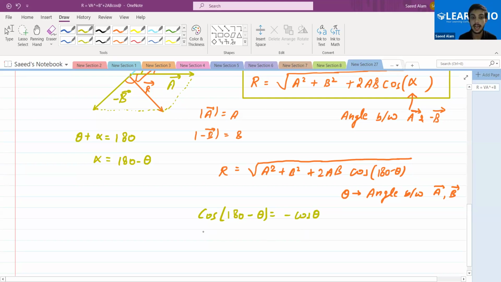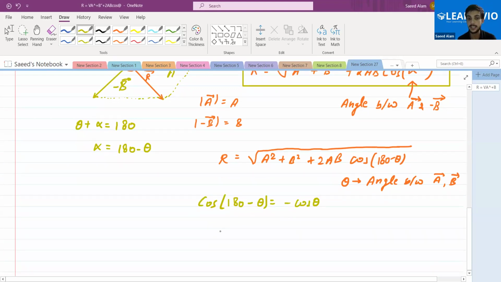With this particular thing we are going to use here, I would like to give you some more, so that if it comes anywhere else in our course, we can use it immediately. I will give you cos of 180 plus theta also. Cos of 180 plus theta is still minus cos theta. Is this clear to you?